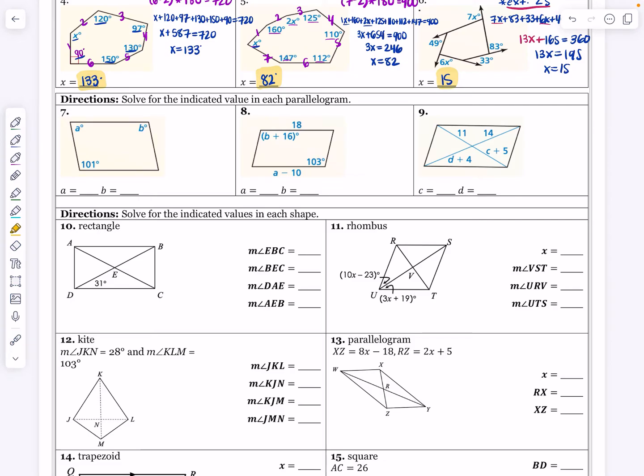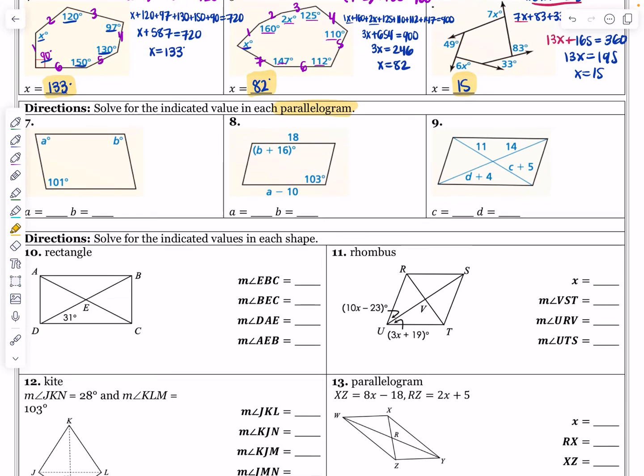All right, for questions 7 through 9, the directions are important. Solve for the indicated value in each parallelogram. It is very, very important that they tell us these are parallelograms, because we can apply all of the properties that we know about parallelograms to these problems.